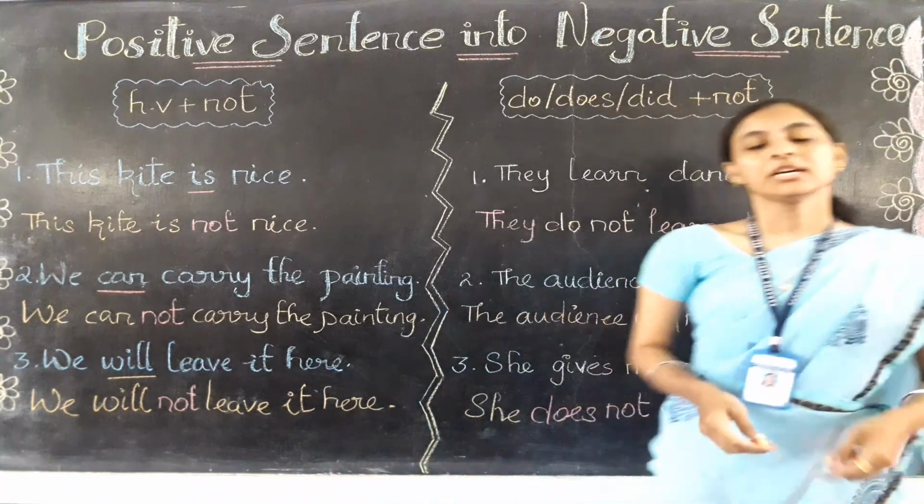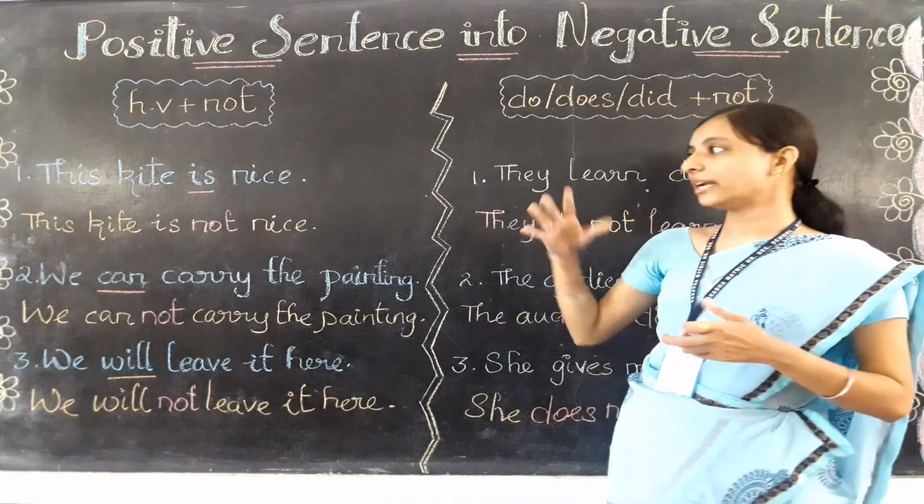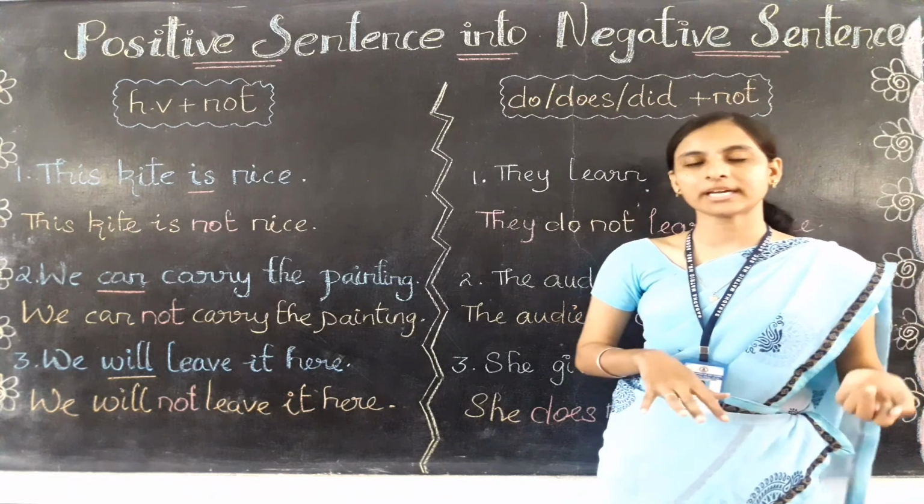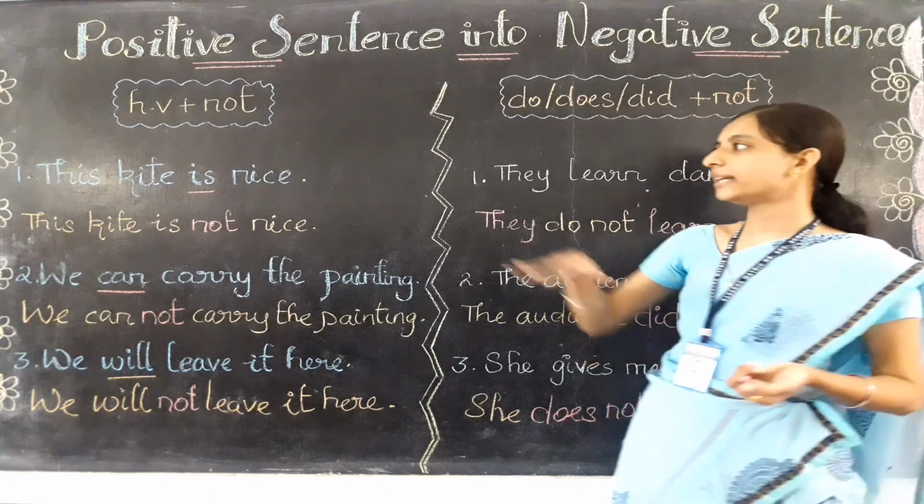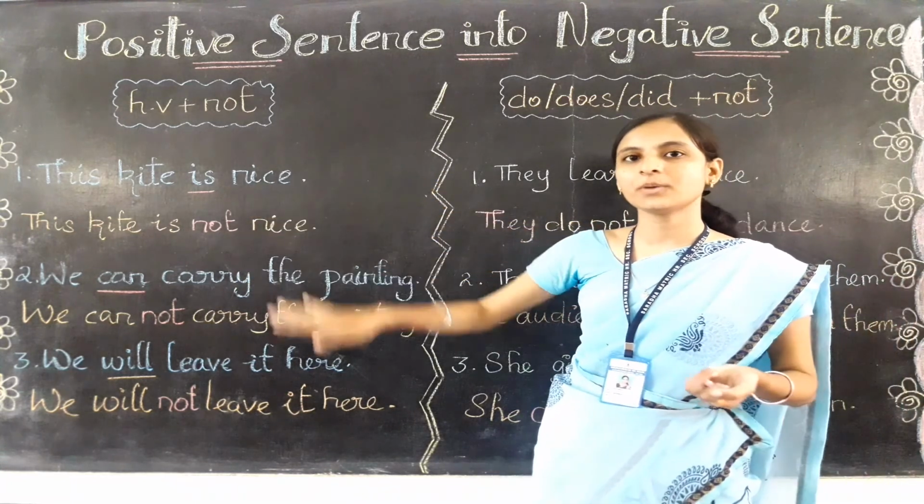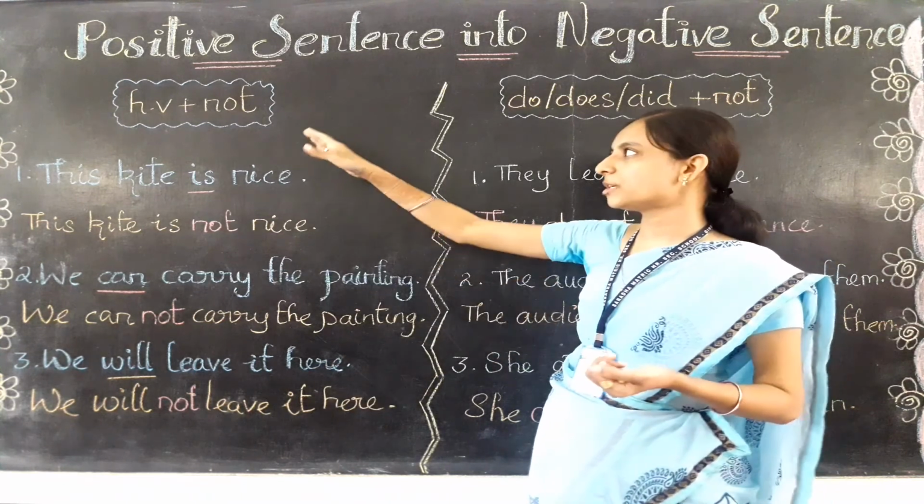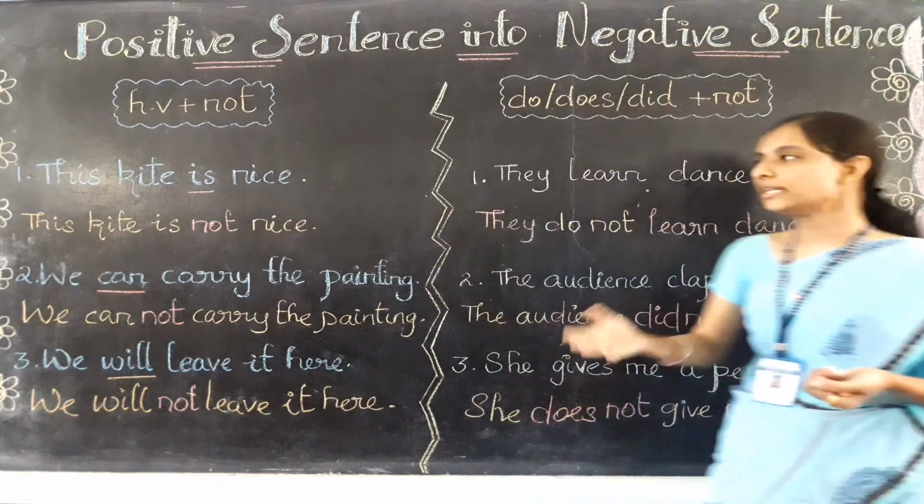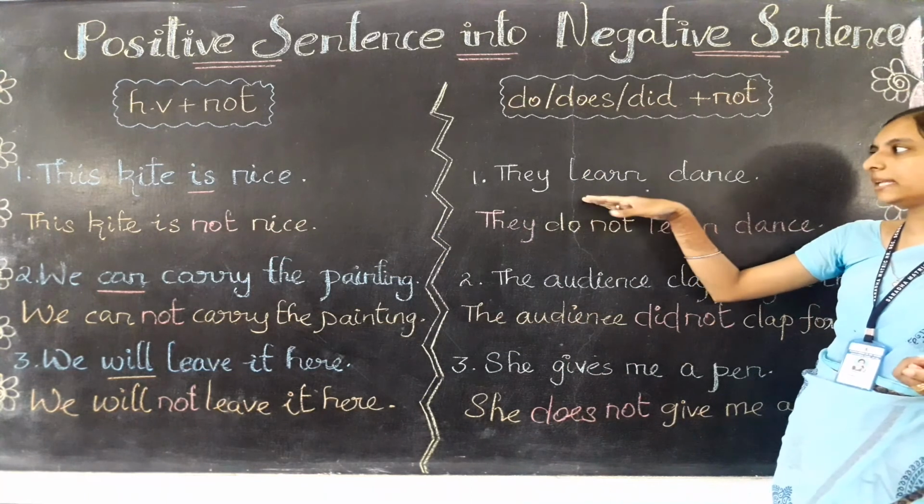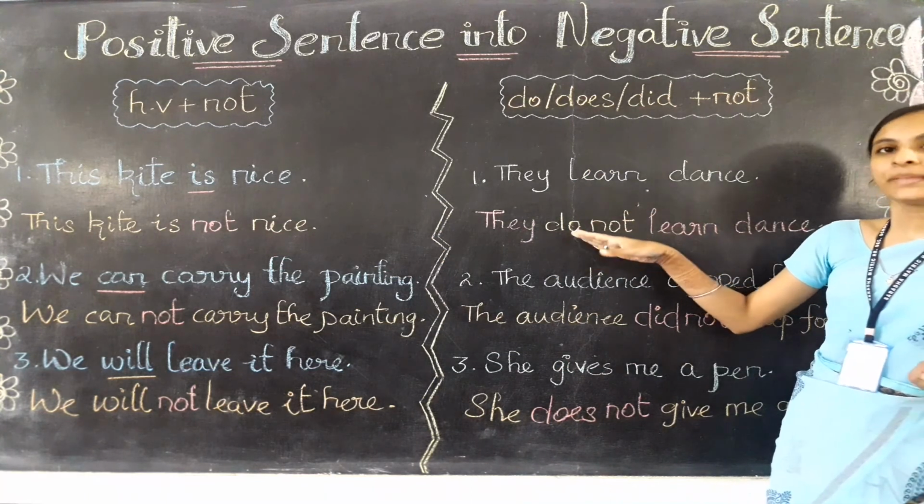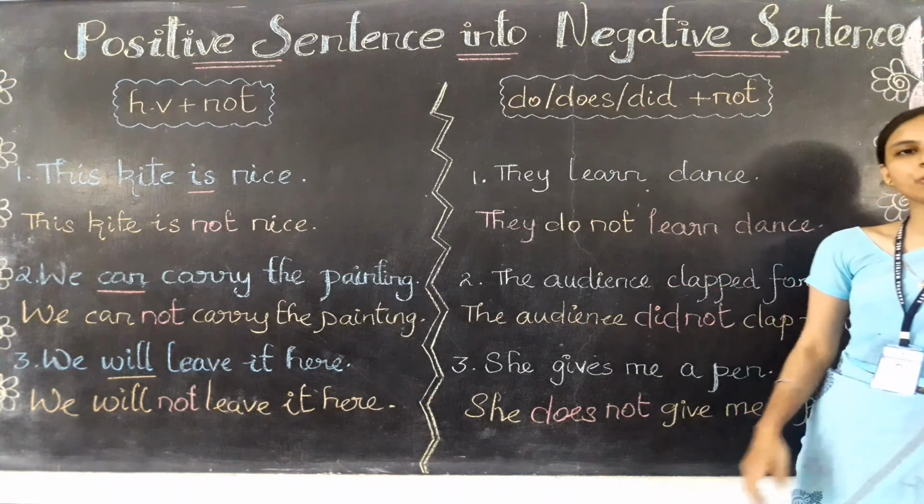Clear, children? So keep in your mind, whenever you are trying to make a sentence negative, first you need to check whether the sentence comes with the helping verb or not. If yes, you simply add not. If no, you need to use the do family verb in the place of the helping verb. According to the subject, you need to use the do family verb only.